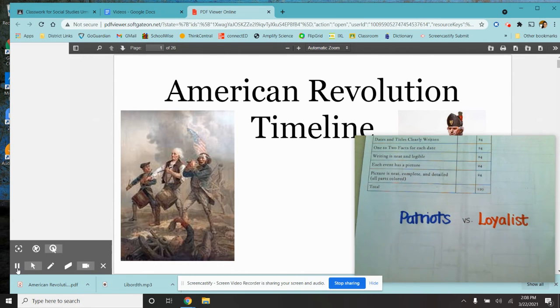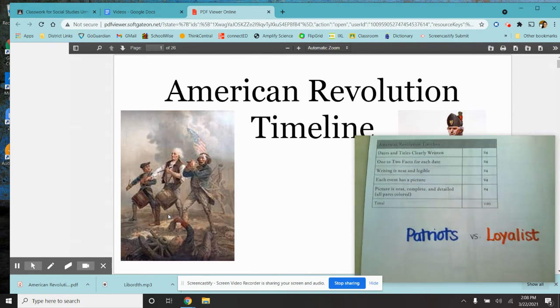All right. So throughout our timeline, we're going to be discussing events. Which events were a benefit towards the Patriots? Which events were a benefit to the Loyalists? All right. And we have this PDF. This is a very long document. As I said, we're doing it in piecemeal. We are not going to do it all at once because it's just too much.